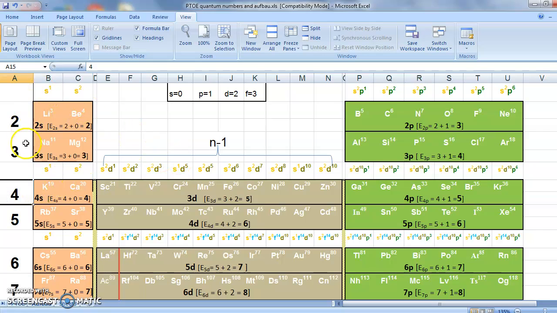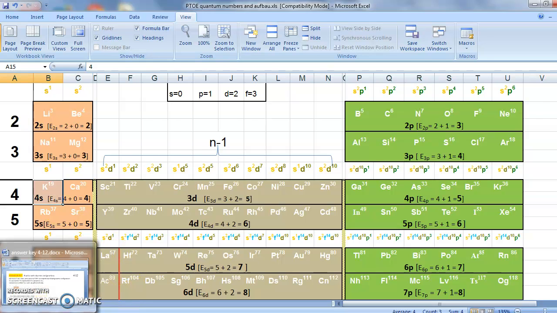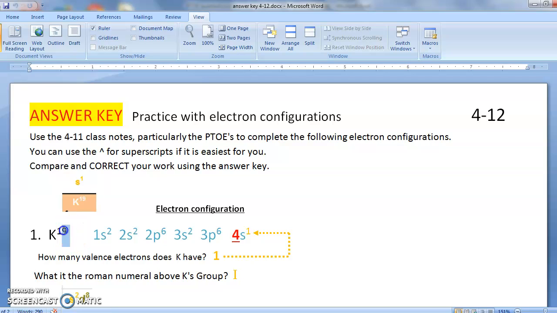4s1, those are coordinates. The vertical coordinates are in the S, the horizontal coordinates are in the 4. 4s1. Now the next double check is to make sure I didn't mess up.